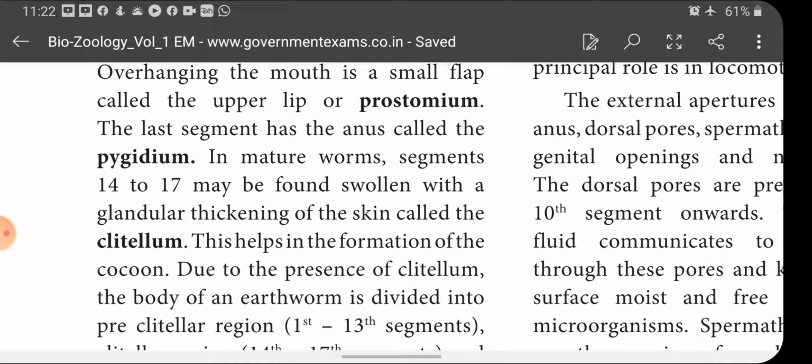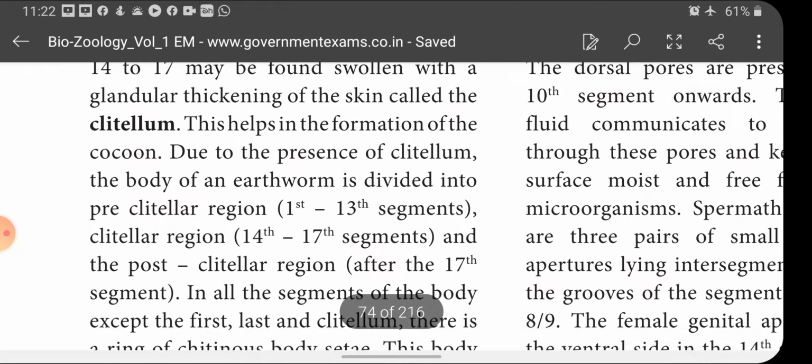In mature earthworm, segments of 14 to 17 may be found swollen with a glandular thickening of skin, and this is called clitellum. And its function, mention its function. This helps in the formation of cocoon. Due to the presence of clitellum, the body of an earthworm is divided into pre-clitellar region and post-clitellar region. So the earthworm possesses clitellum in its 14th to 17th segments.